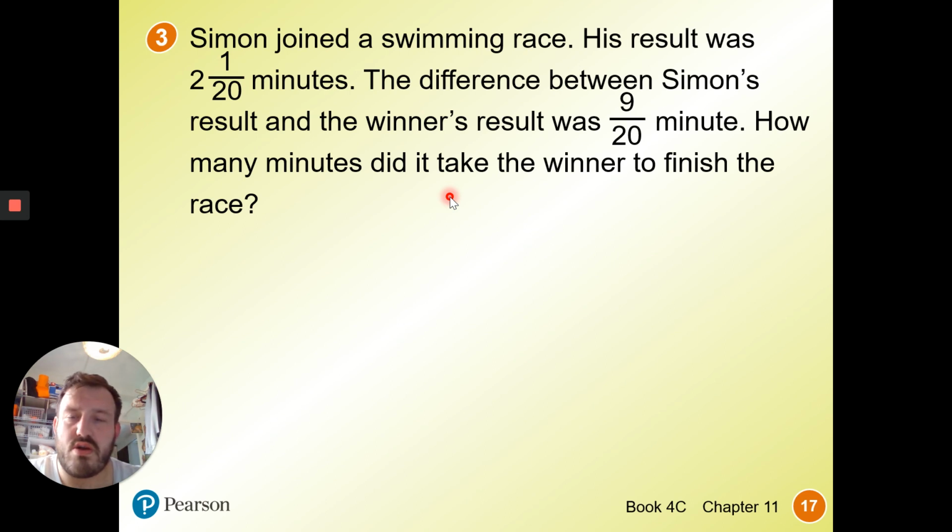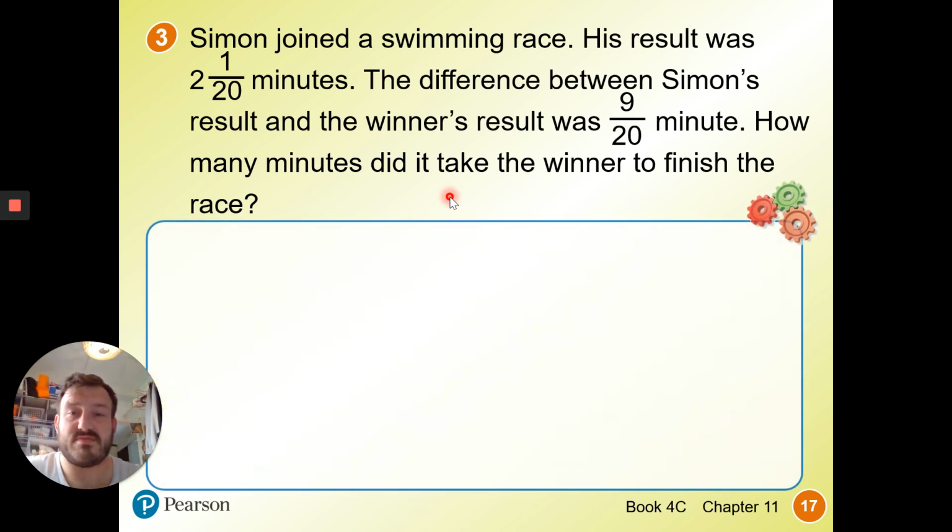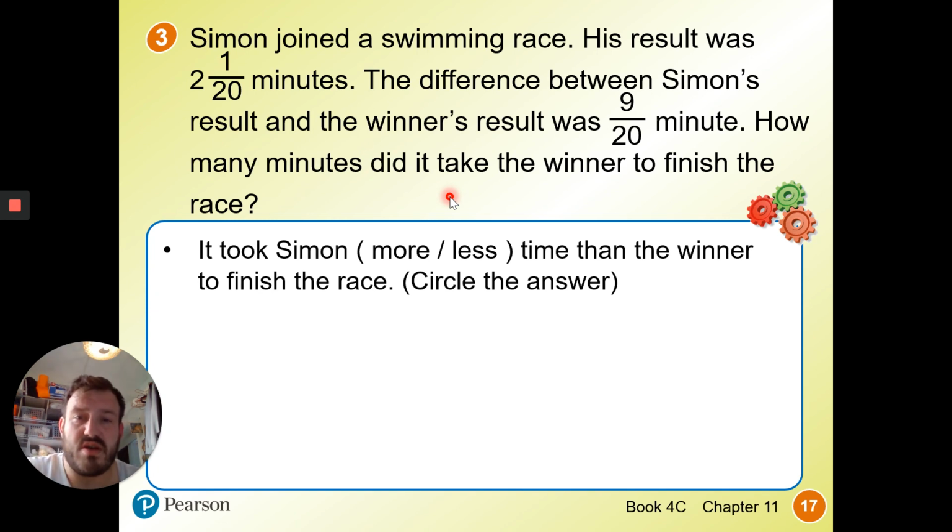Okay, so we're on the last question now. Simon joined a swimming team. His result was 2 and 1/20 minutes. The difference between Simon's result and the winner's result was 9/20 of a minute. How many minutes did it take the winner to finish the race? Did it take Simon more or less time? It took him more, okay, because his result was 2 and 1/20 minutes.